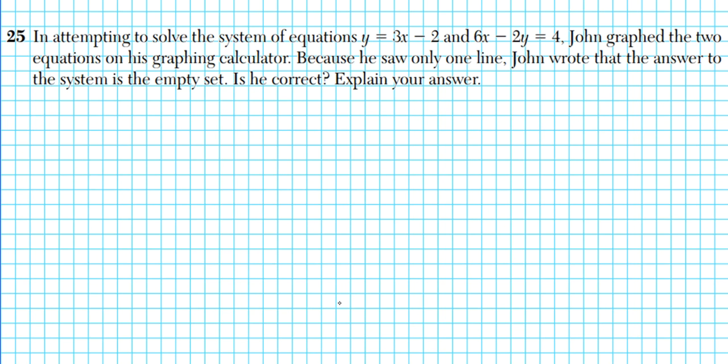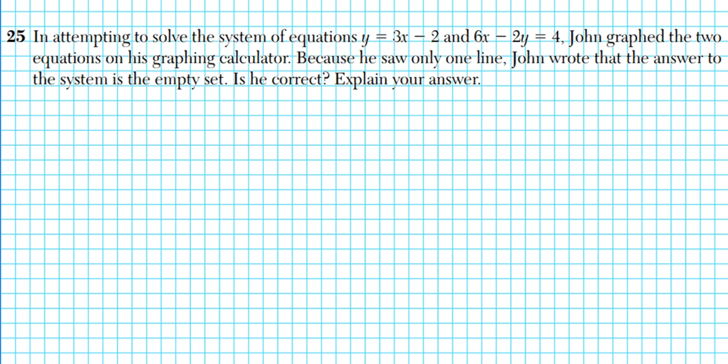It reads, in attempting to solve the system of equations y equals 3x minus 2 and 6x minus 2y equals 4, John graphed the two equations on his graphing calculator. Because he saw only one line, John wrote that the answer to the system is the empty set. Is he correct? Explain your answer.